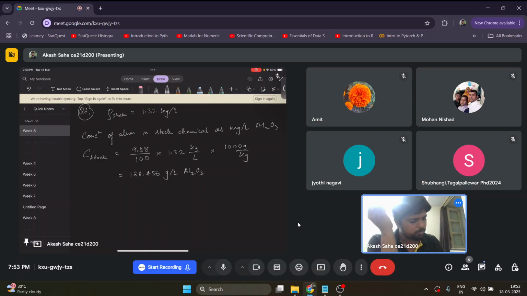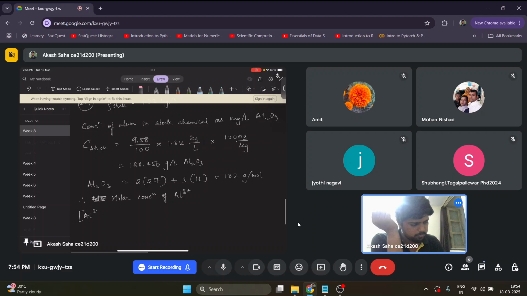Now, what is Al2O3? Al2O3 is nothing but 2 into 27 for aluminium plus 3 into 16. This is the molecular weight of Al2O3, so 102 gram per mole. Now we have to find out the molar concentration of Al3 plus. So instead of Al2O3, we are going to find out the concentration of Al3 plus. So it would be 126.456 gram per liter of Al2O3.